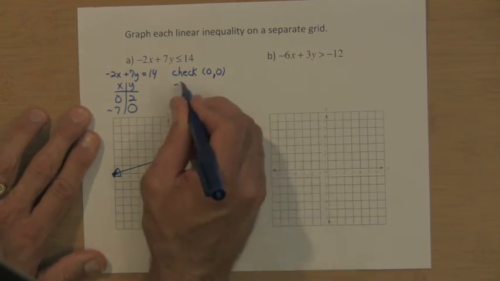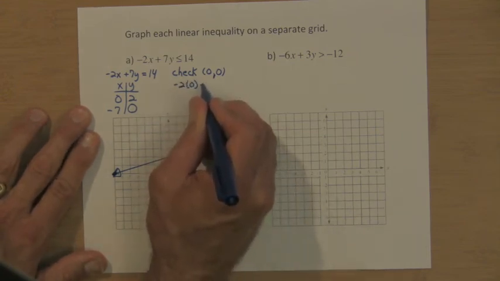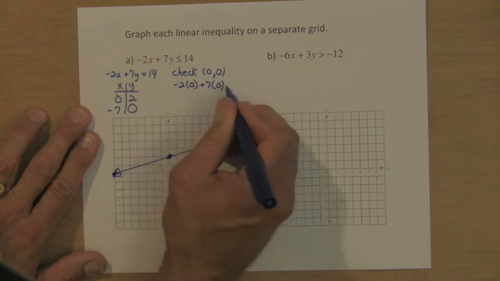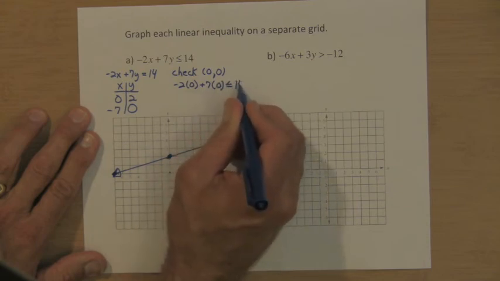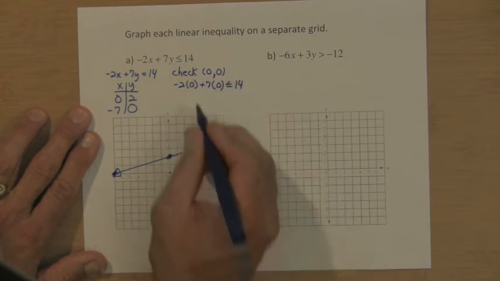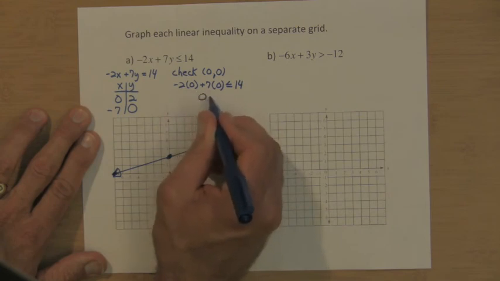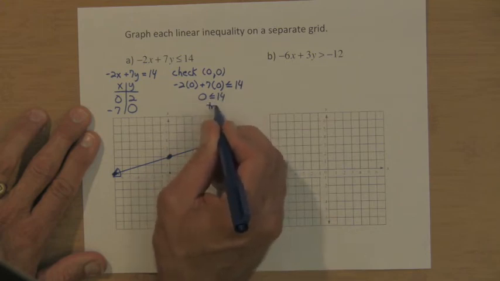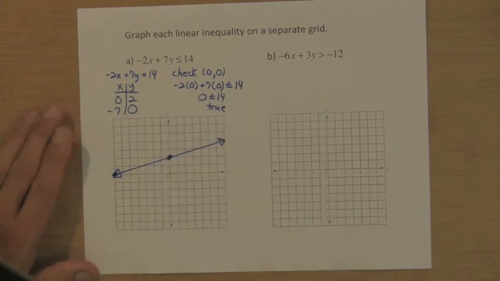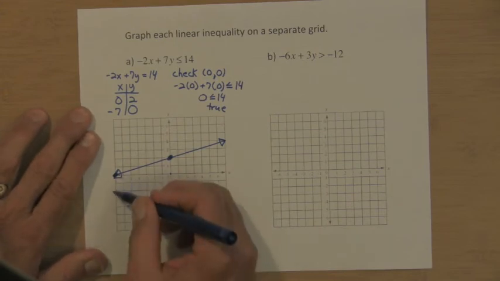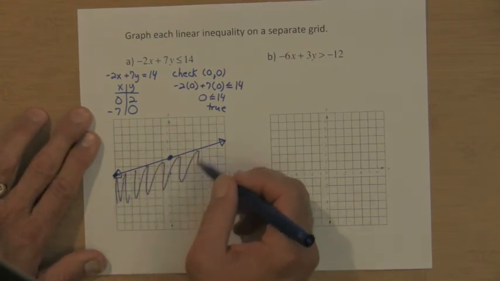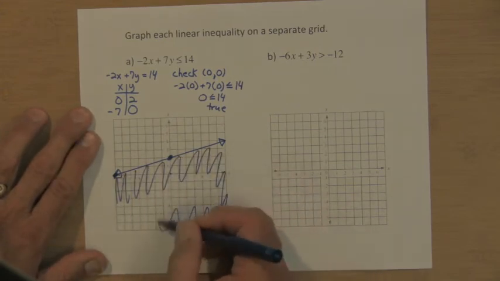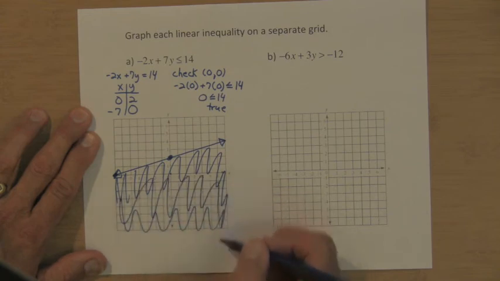If I put in -2 times 0 and I add that to 7 times 0, is that a solution? Is that less than or equal to 14? This is 0 and 0, so I get 0 for -2 times 0 plus 7 times 0. And because 0 is less than or equal to 14, that's true. That means that 0, 0 is a solution, and any point on that side of the boundary line. So all of these points are solutions. So you shade in everything down here.